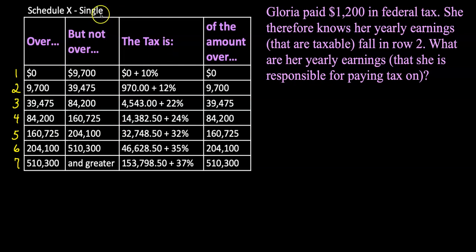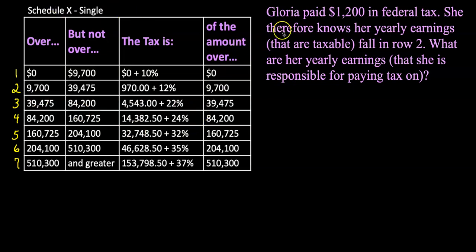In this problem, we are going to focus on the Schedule X tax table right up here. Schedule X is for somebody who is filing single, and if you are married, filing jointly, there's another table called the Schedule Y1 table, and it looks identical to this. The numbers are just different. So let's go ahead and jump into this problem.